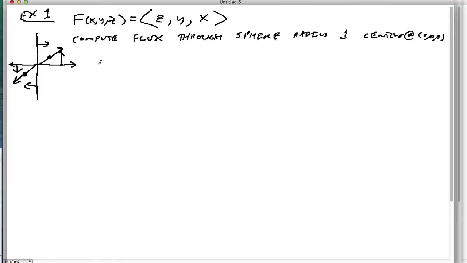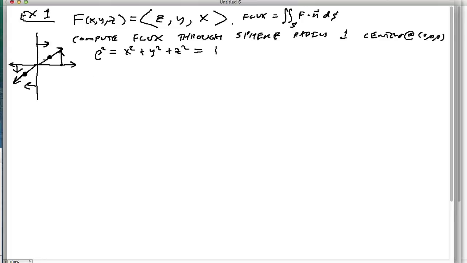Okay, so we can define the sphere as rho squared is equal to x squared plus y squared plus z squared is equal to 1. So the question then is how to find the normal vector. What are the ingredients we need? The definition: the flux is going to be the integral over our sphere of f dot n dS.